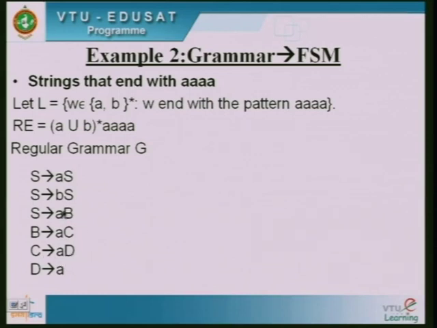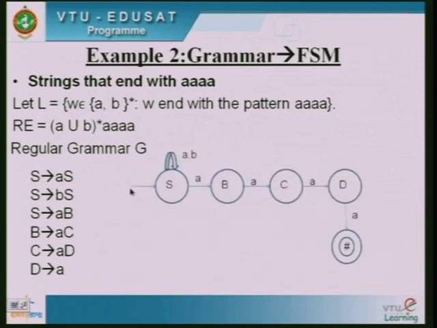So, if you observe here, we are deriving 4 A's, because the given language contains at the end 4 A's compulsory. So, if you want to convert the given grammar to a finite state machine, how to construct it? As I said, as a rule 1, how many non-terminals are there? You take those many states.